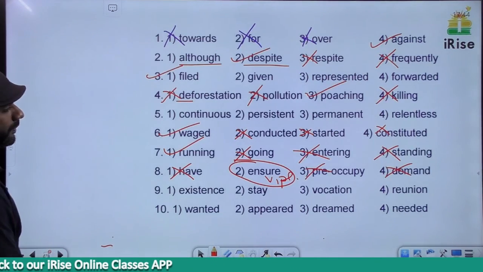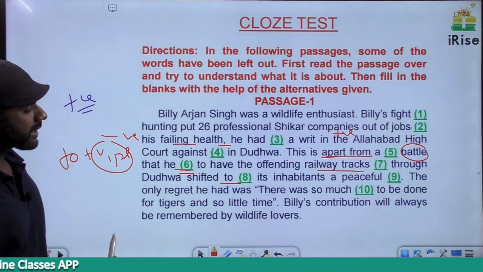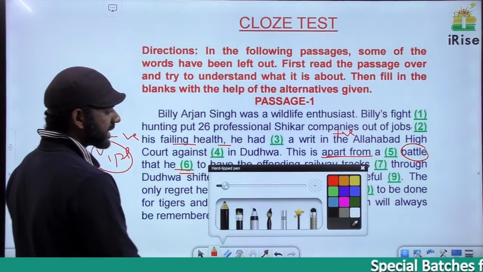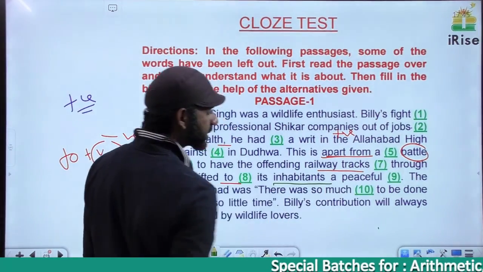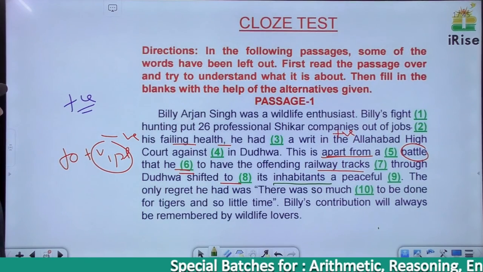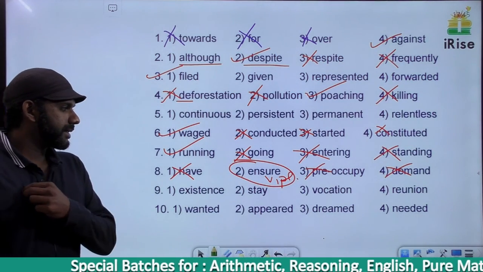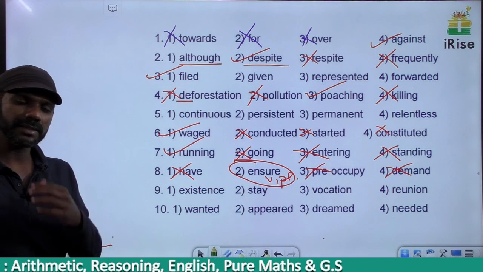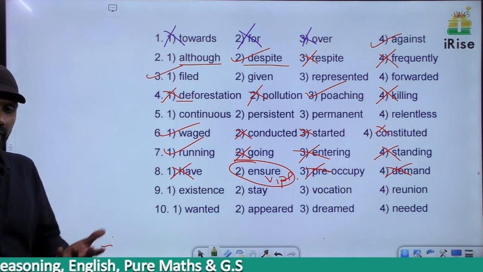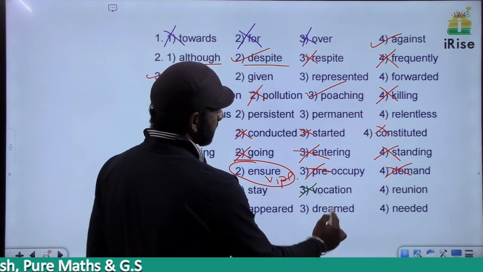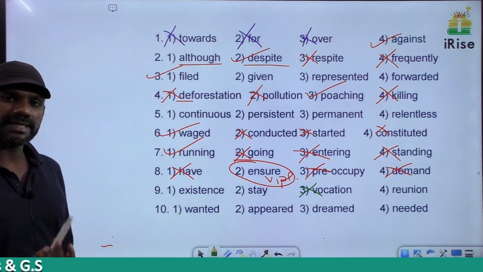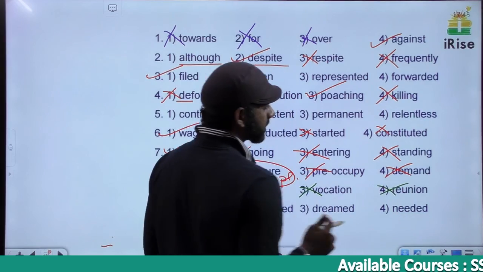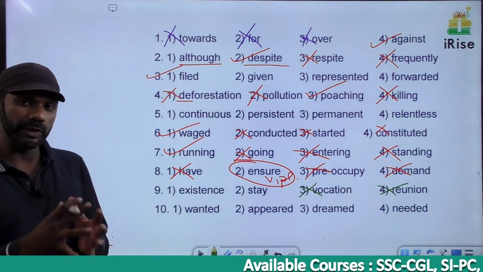So shifted to ensure its inhabitants, a peaceful dash. Come to the options. Existence, stay, vocation, reunion. Vocation means a profession that we follow. The profession that we follow does not fit here, eliminated. Shifted to ensure its inhabitants a peaceful reunion does not make sense. It doesn't mean that they got separated or parted and now they are going for reunion, eliminated.